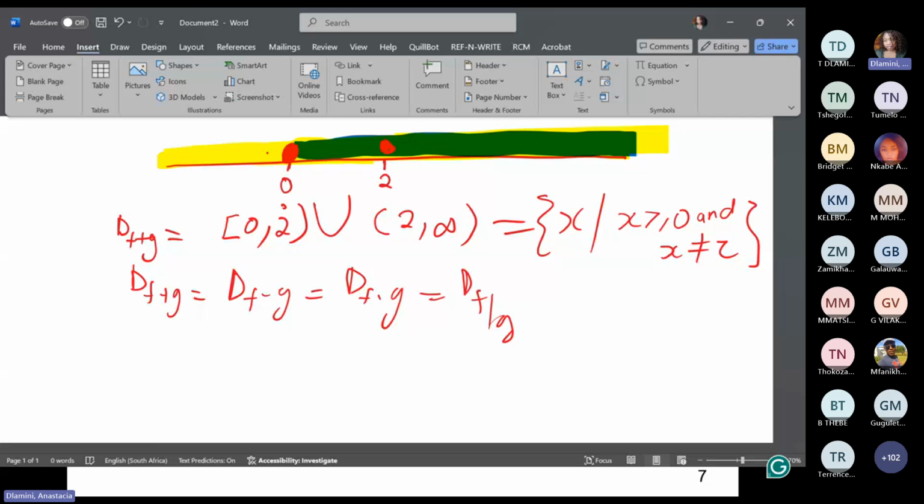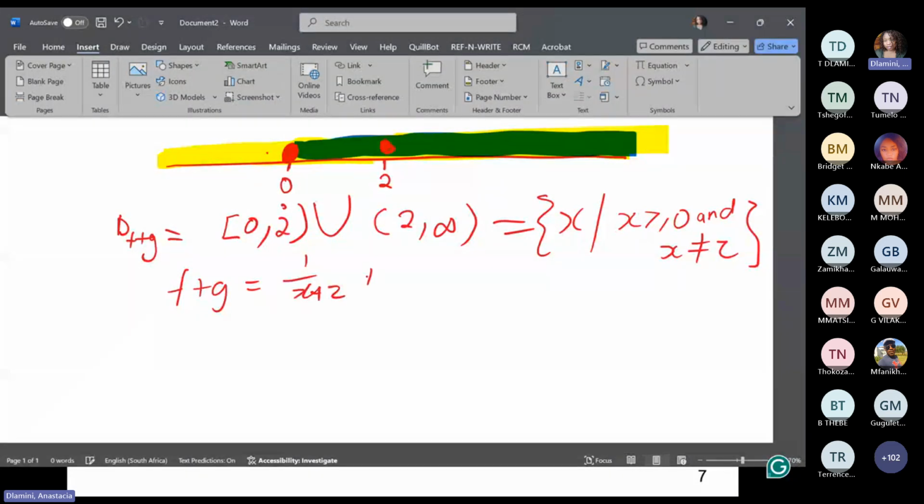Now let's just conclude this because we have been on this. So we found that f plus g is equals to 1 over x minus 2 plus the square root of x. Right? And we say the domain is this one. Now, f minus g will be 1 over x minus 2 minus square root of x, and we say the domain is still this one. Are we all together? Yes, sir.